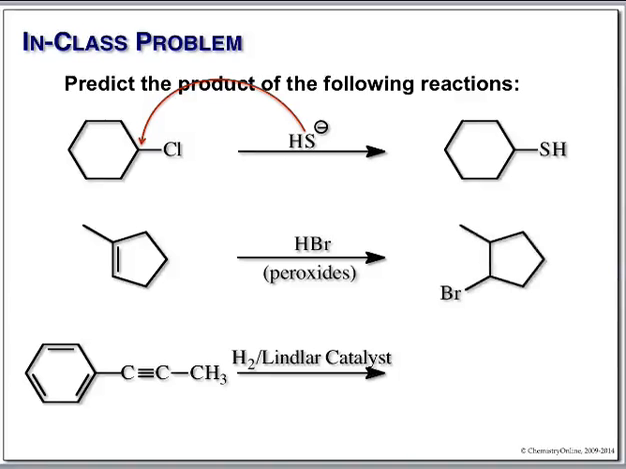And finally, hydrogen with Lindlar. Remember, Lindlar stands for lousy. It's a lousy catalyst. It's a poison catalyst. And because of that, we get only partial reduction of our triple bond. Just like catalytic hydrogenation of an alkene, though, the hydrogen goes on from the same side, which means we wind up with the cis alkene. Two hydrogens go on here and here.